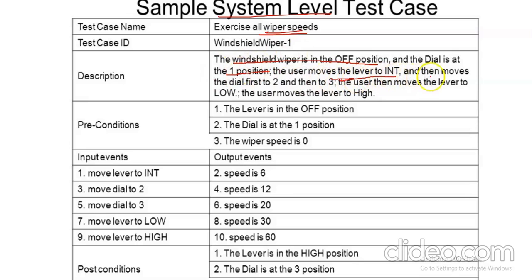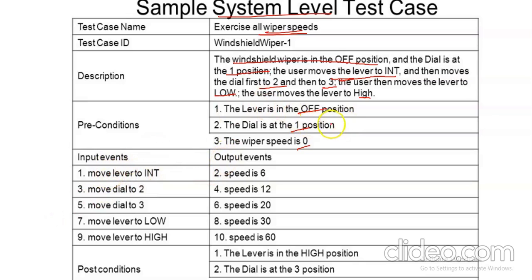We'll move the lever to int. In int we can move the dial to 2 and 3, then we can move the lever to low and then to high. So these are the possibilities. We have to check all those things. What is the precondition? Lever is in off position, dial is at number 1, wiper speed is 0. Dial is not NA. When it comes to implementation, we couldn't see any NA. We'll see the number 1 because it is the initial number. Then input events, output events.